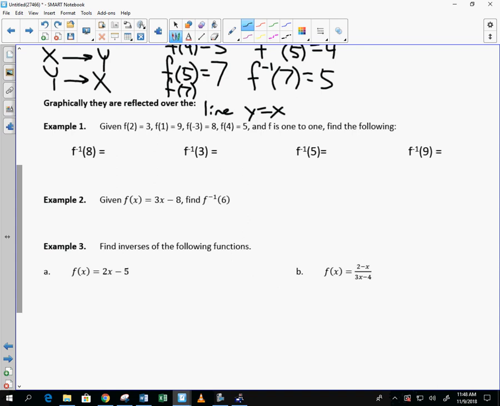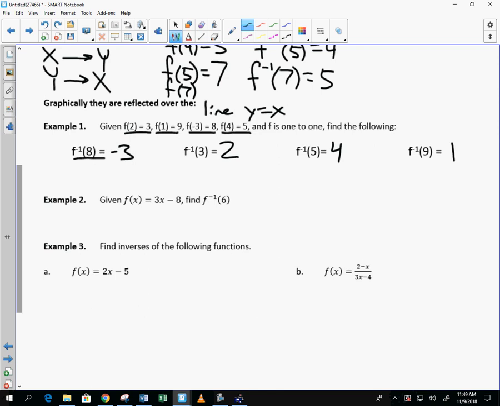This says that given f of 2 is 3, f of 1 is 9, f of negative 3 is 8, and f of 4 is 5, and f is a one-to-one function, find the following. F inverse of 8. That means I have an output of 8. What would be the input that would give you 8? Yeah, negative 3. F inverse of 3, 2. F inverse of 5, 4. And F inverse of 9, 1.